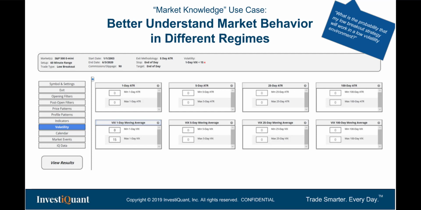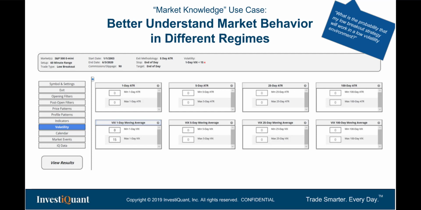So Matt, you want to show a quick example here of how to better understand market behavior? Sure. I think the example we're going to show is based upon a low breakout. Yeah, so in this example, we're just going to show how you can quickly find out how your setups work in different regimes. As you can see in the call out box up here in the top right, what is the probability that my low breakout strategy will work in a low volatility environment?